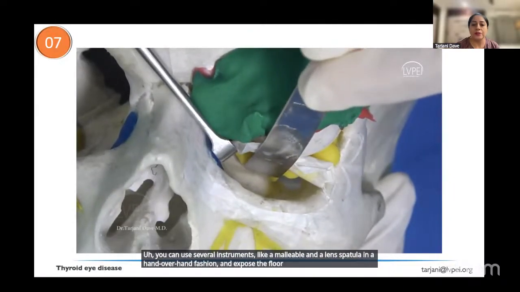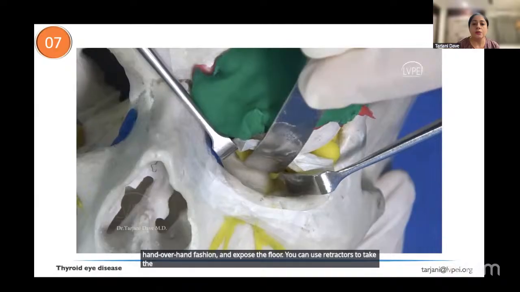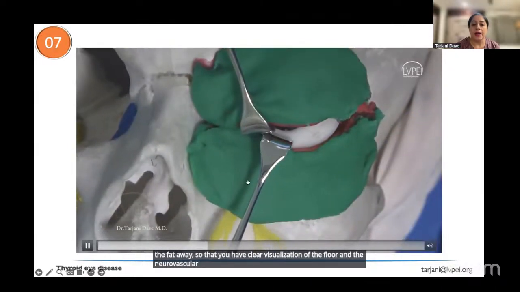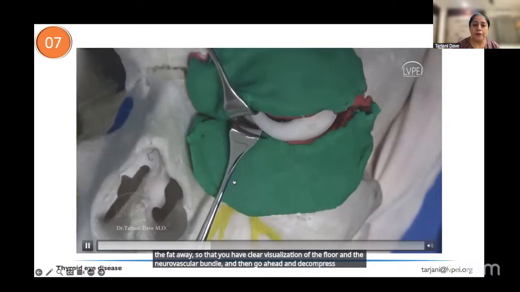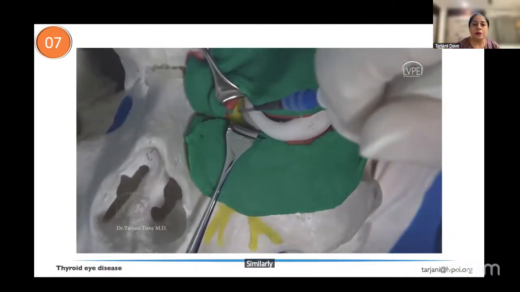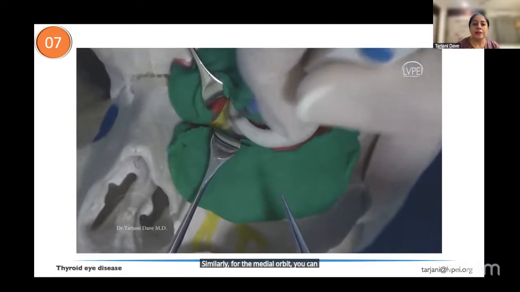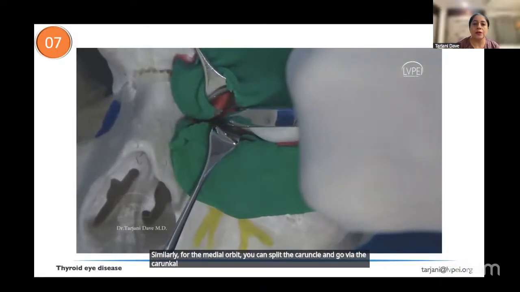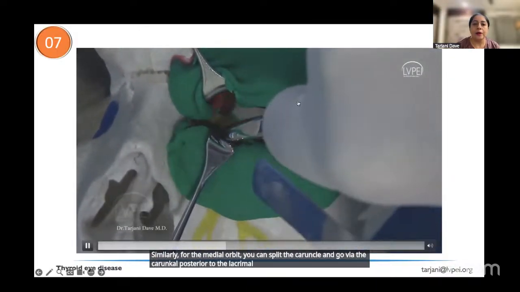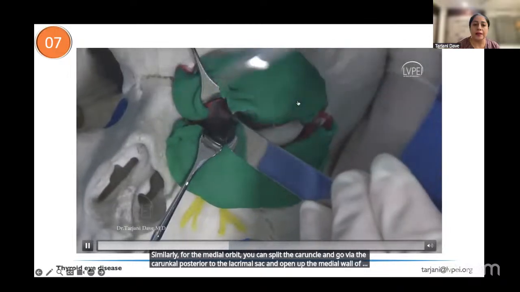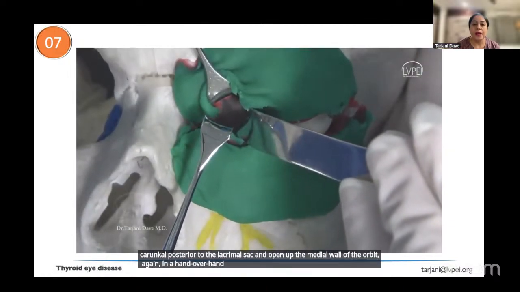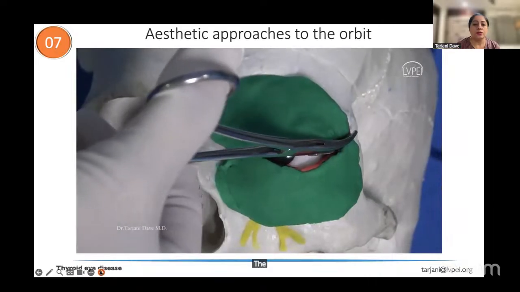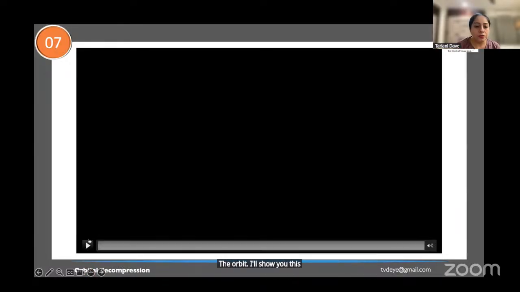You can use retractors to take the fat away so that you have clear visualization of the floor and the neurovascular bundle, and then go ahead and decompress the floor. Similarly, for the medial orbit, you can split the caruncle and go via the caruncle posterior to the lacrimal sac and open up the medial wall of the orbit, again in a hand-over-hand fashion, and reach the medial wall of the orbit. I'll show you this on a patient.